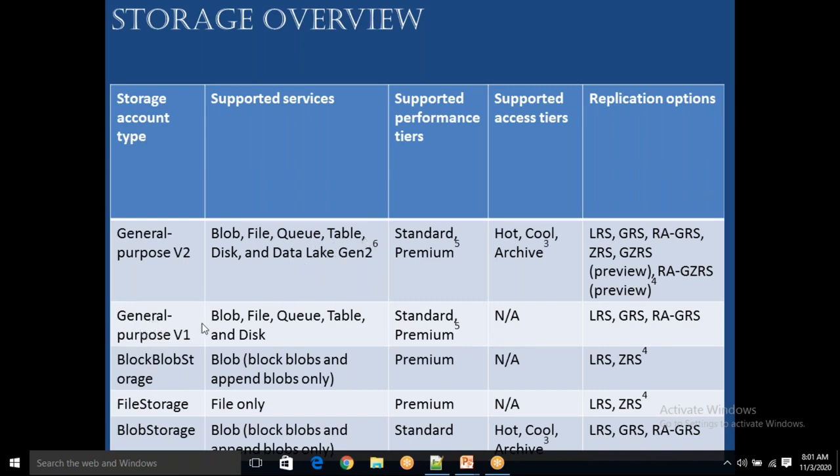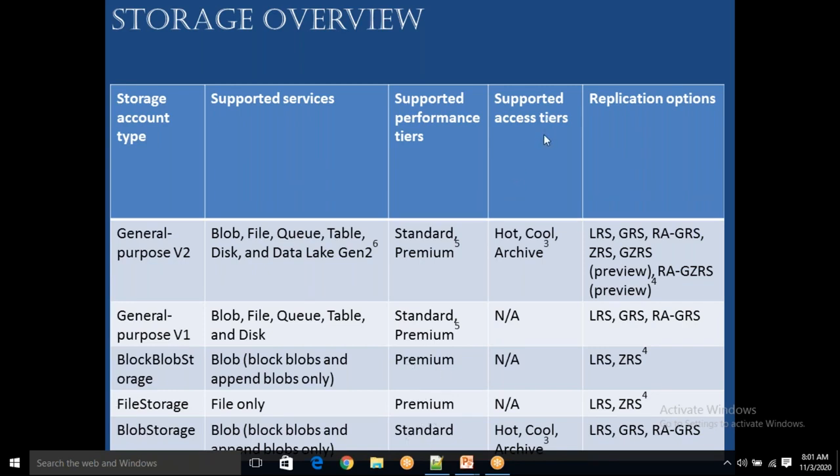Next, if you select general purpose v1, data lake storage gen 2 will not be available here. Remaining things are available. If you go with the blob storage, only blob will be available. File, queue, and tables will not come. If you go with file storage, you will get only files. If you go with the blob storage, you will get only blob here also. The only difference between this blob storage and that blob storage is that it's premium. This one is standard. Next.